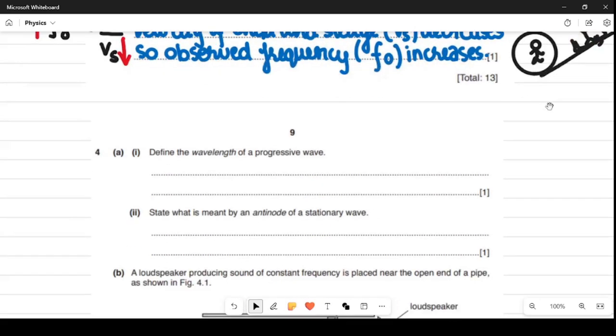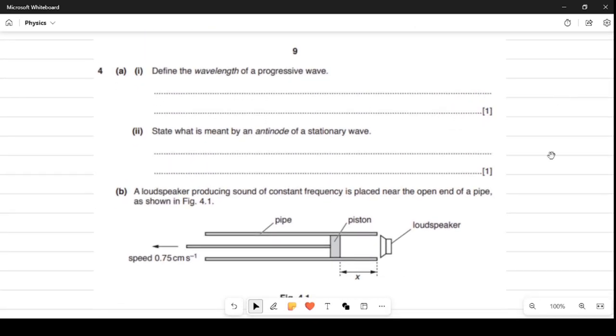Right, so this was our question number 3. Let's move on. Define the wavelength of a progressive wave. So that's the definition, to the point.